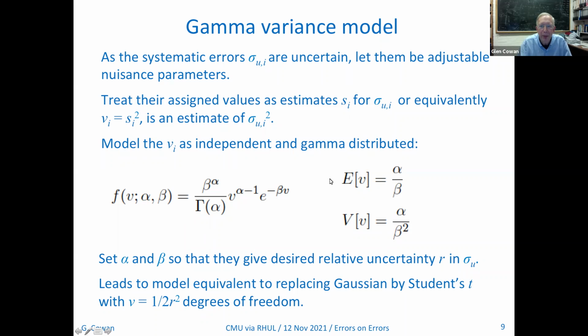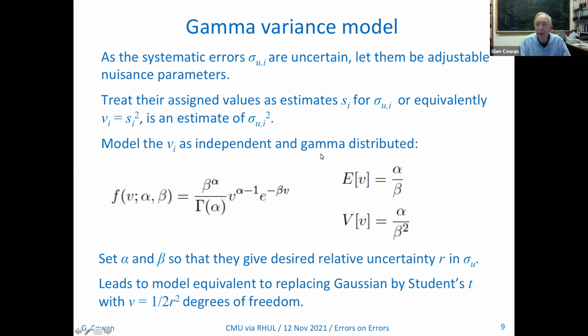So I could say, for example, that what I previously wrote down for sigma_u_i, I'll call that s_i, and I'll treat that as an estimate of the parameter sigma_u_i. It turns out that in the model, it's much easier to deal with variances rather than standard deviations. And so from here, I'm going to just define v_i as s_i squared, and I'll take that as an estimate of sigma_u_i squared. And then I will model these v_i as independent and gamma distributed.